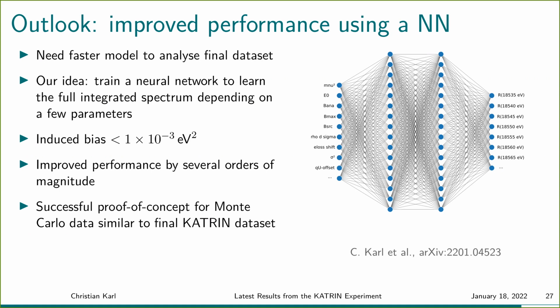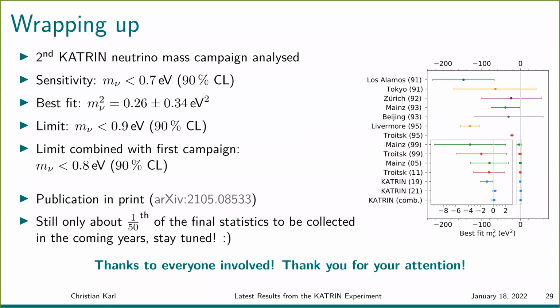All right, this already brings me to my summary. KATRIN has analyzed their second neutrino mass campaign, achieving a sensitivity of the neutrino mass being less than 0.7 eV at 90% confidence level. With a best fit of 0.26 plus minus 0.34 eV squared, we reach a limit of m_nu being less than 0.9. And when we combine all of this with our first measurement campaign, we improve the limit slightly to m_nu being less than 0.8 eV at 90% confidence level.